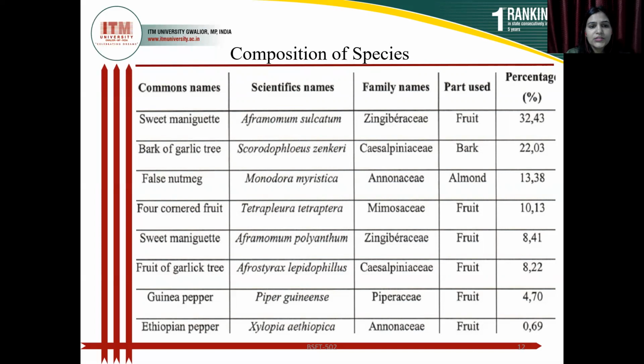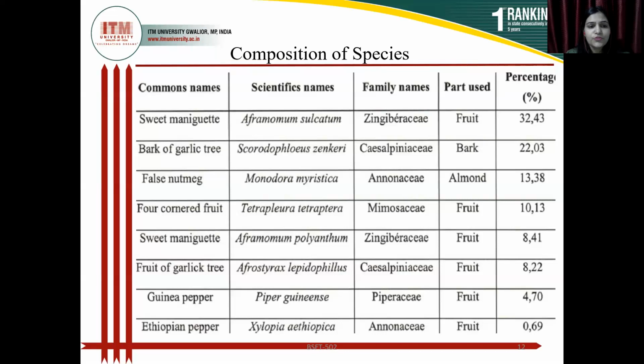The four-cornered fruit, Tetrapleura tetraptera, and the family name is Mimosaceae. The part of the plant used is fruit, and the contribution of the spice is 10%. Next is sweet mannequin, and the scientific name is Aframomum polyanthum, and the family name is Zingiberaceae. The part of the plant used is fruit, and the contribution is 8%.